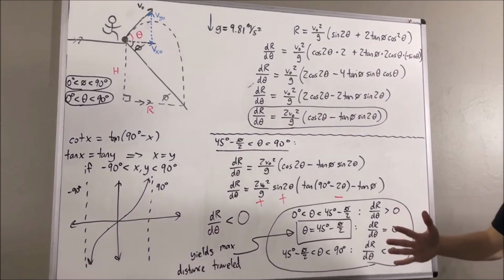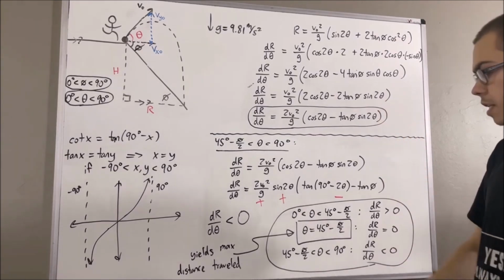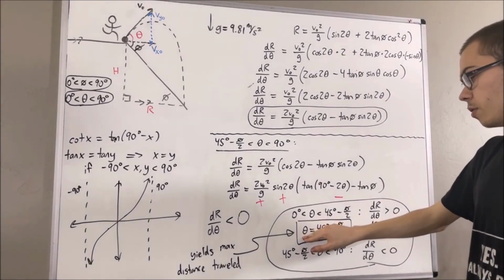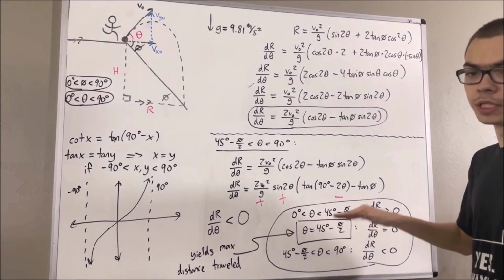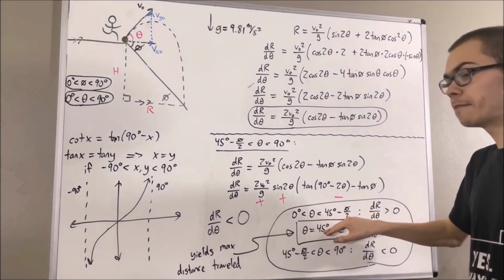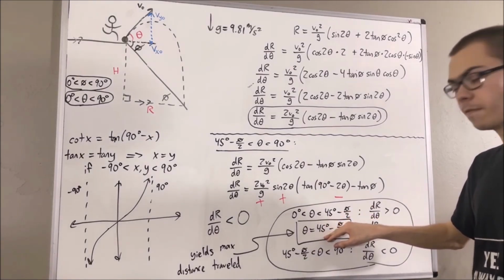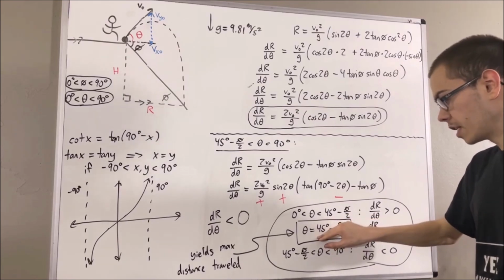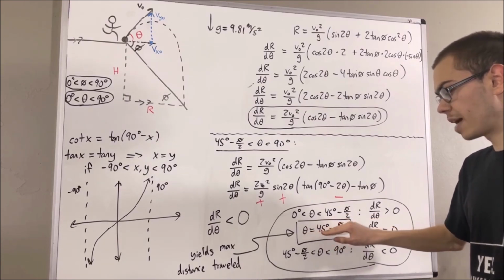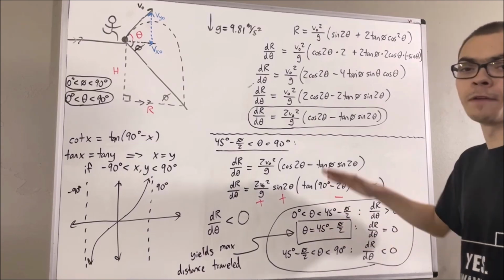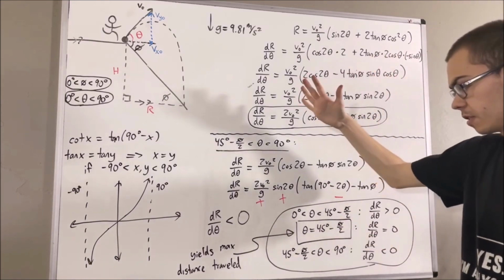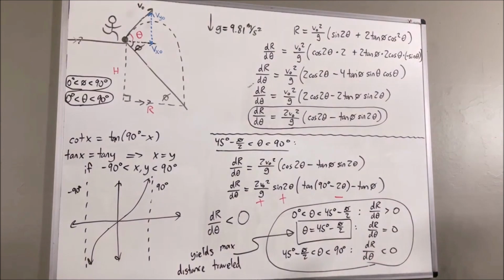And interestingly, although it makes intuitive sense, the launch angle that yields maximum distance traveled in this case is less than 45 degrees. If you recall, 45 degrees is the launch angle that yields maximum distance traveled over a flat surface. And so yeah, that's pretty interesting. And yeah, that's pretty much it for this video.